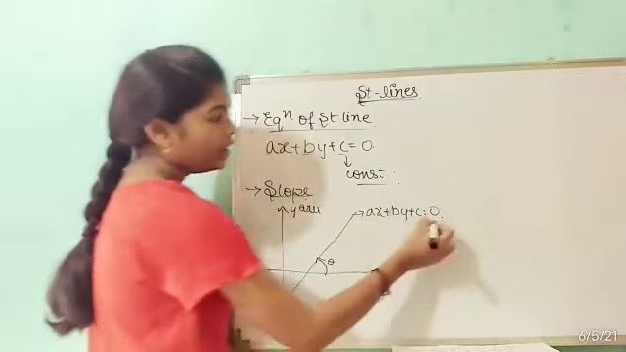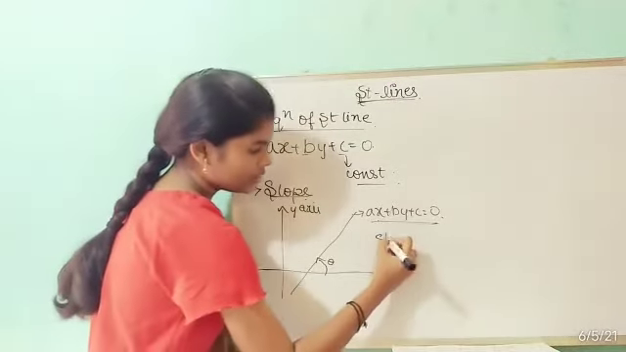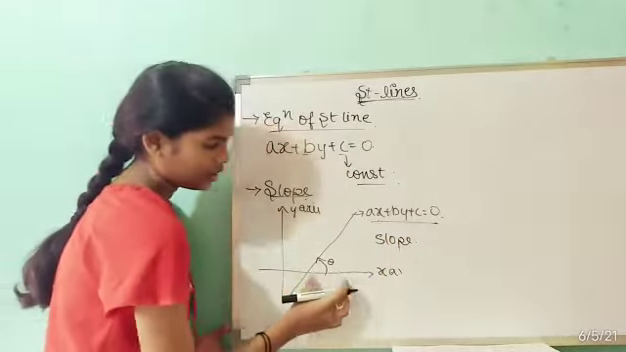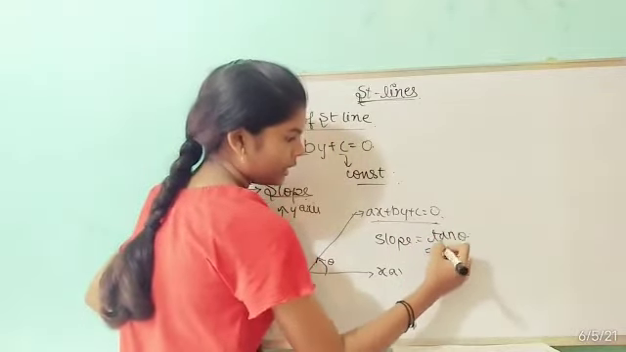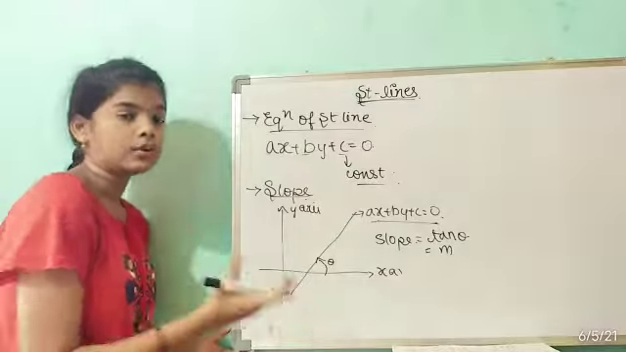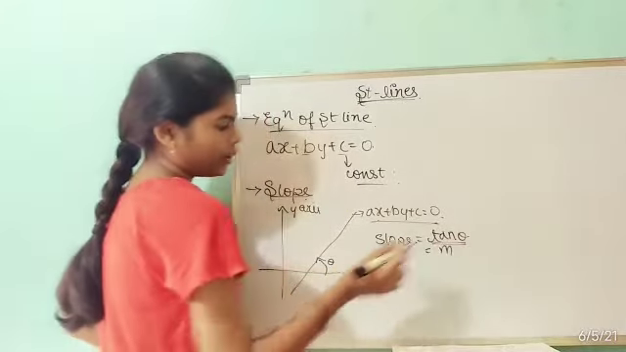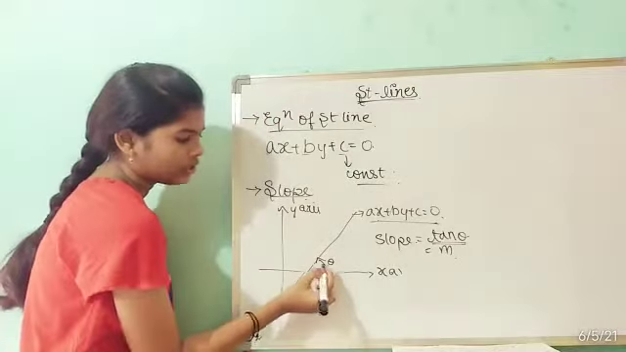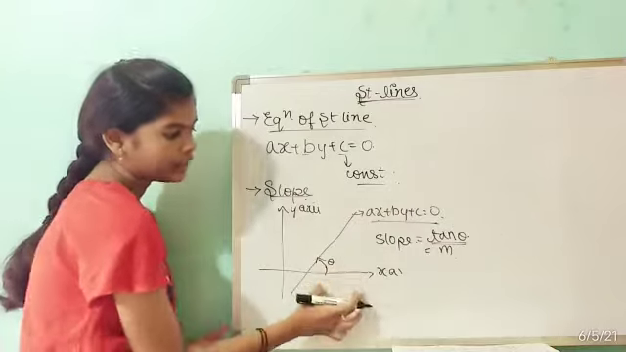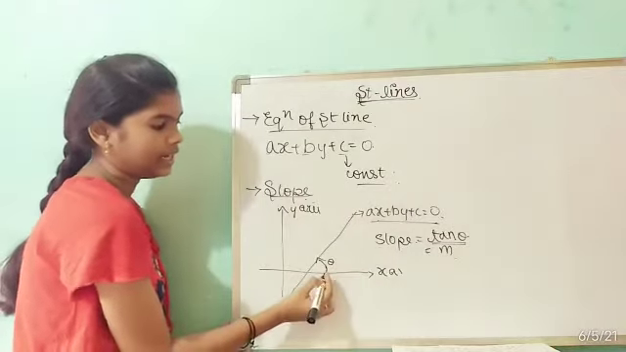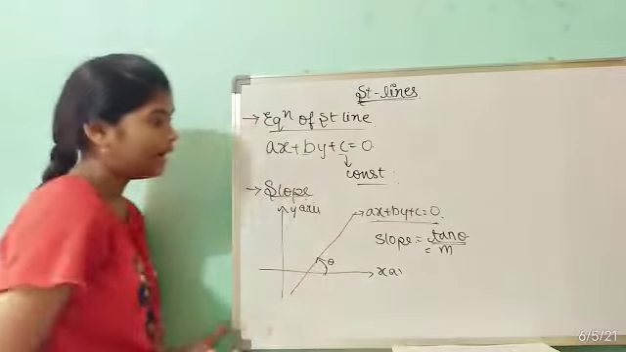In order to write the slope of this line, the slope is equal to tan theta, or m. We can call it slope and gradient as well. This slope is equal to tan theta, where theta is the inclination of the line ax plus by plus c with the x-axis. So the slope of this line will be tan theta.